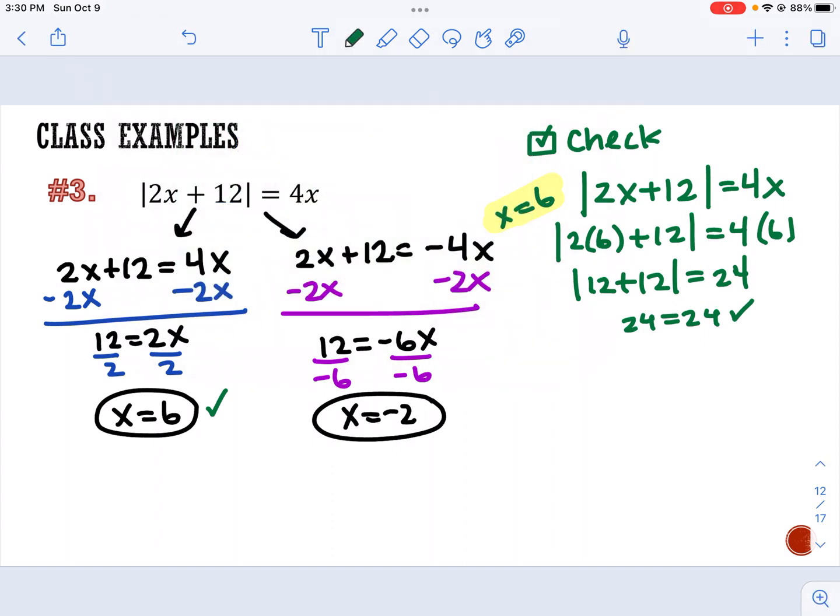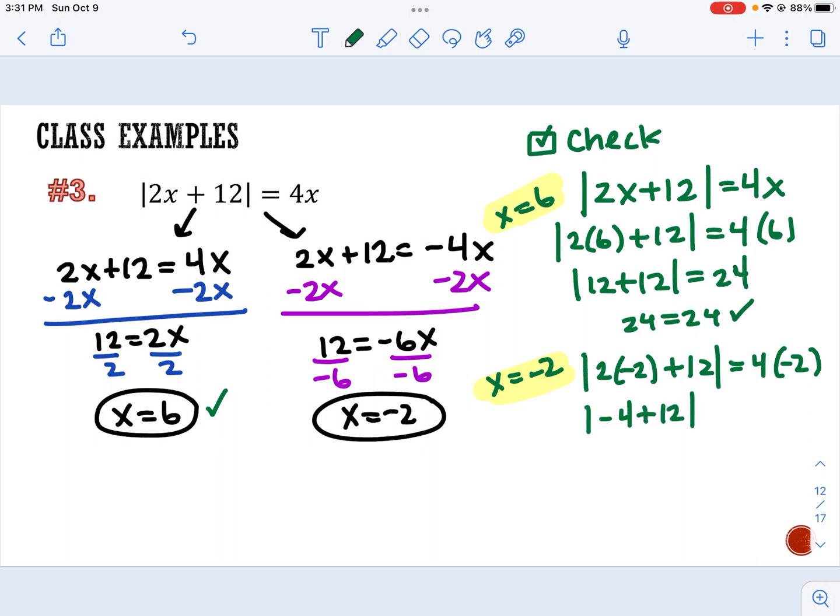Let's look at the next one. If I plug in x equals negative 2, let's see if that holds true. All right, so I'm going to take my original equation, 2 times negative 2 plus 12 equals 4 times negative 2. We're going to go through and actually solve it out. The absolute value of negative 4 plus 12, does that equal negative 8?